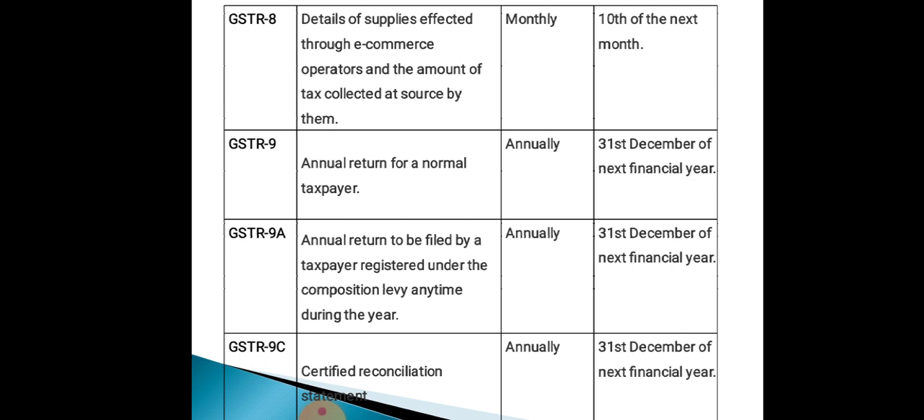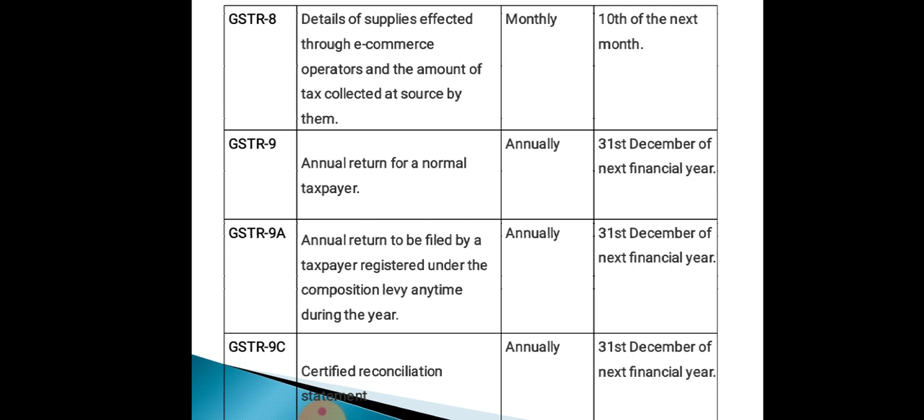Next, GST return 9A: annual return to be filed by a taxpayer registered under the composition levy at any time during the year. GST return 9A is the annual return to be filed once in a year by a taxpayer who has opted for the composition scheme under GST for a particular financial year. It includes all the information furnished in the quarterly returns filed by the composition taxpayer during that financial year.